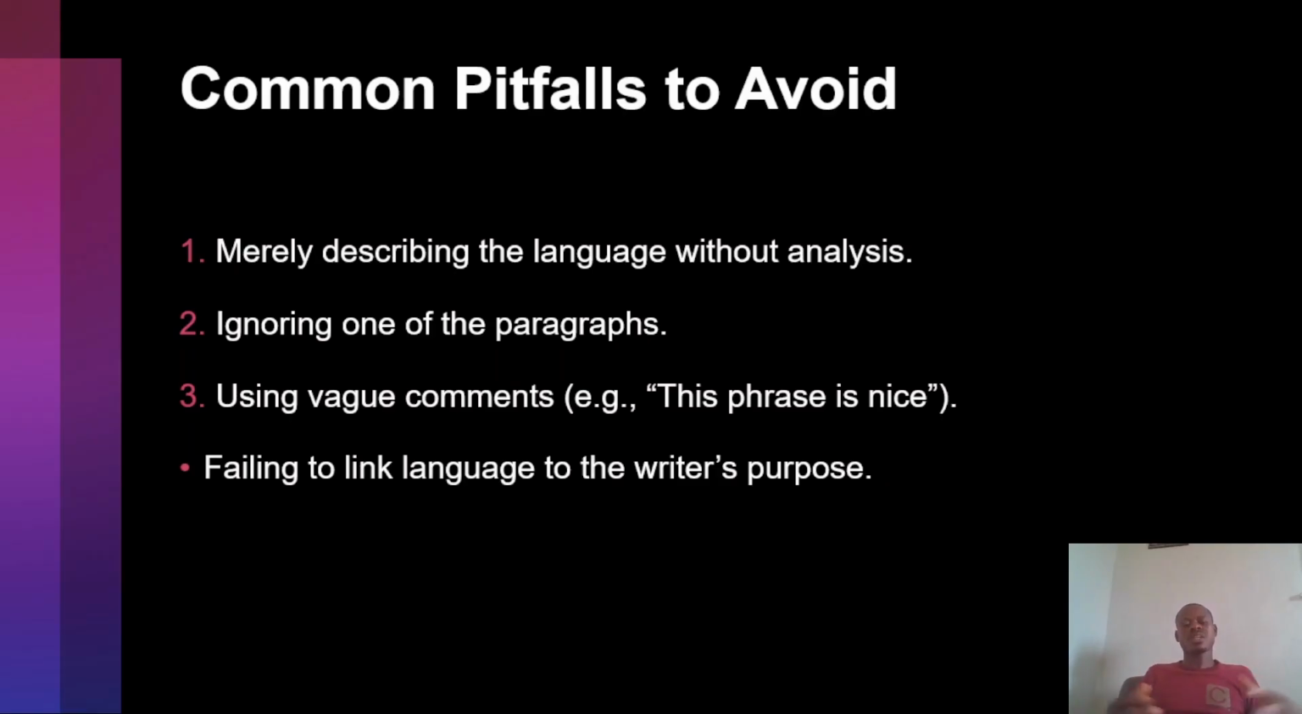Now, another thing is failing to link language to the writer's purpose. Like I've already mentioned, no writer uses a word in a vacuum. There's a reason for using the word. So you should link the language to the writer's purpose. That is, why did the writer say this? Why did the writer use this word or this phrase? You should be able to link them up.